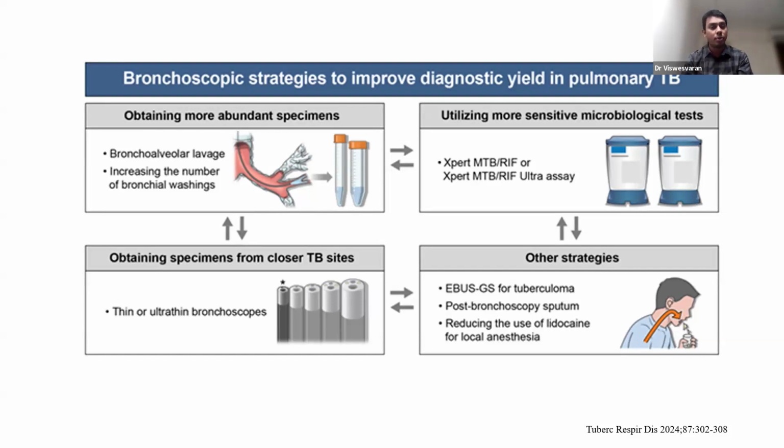And as I said before, it can even be used in endobronchial ultrasound, as well as reduce the use of lignocaine for local anesthesia. This is very important because if you give a lot of lignocaine during bronchoscopy, you may get a GeneXpert positive but the culture turns negative, because hypothetically lignocaine tends to have a growth inhibitory effect on mycobacterial cultures as well.